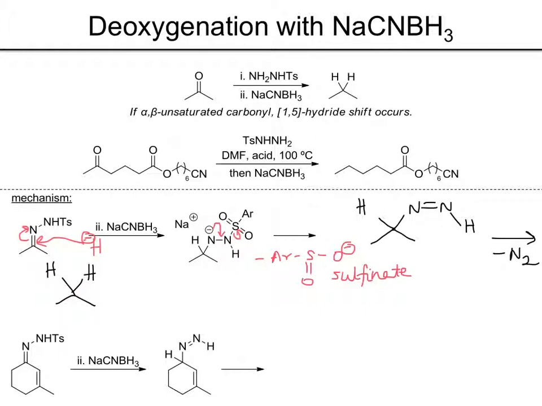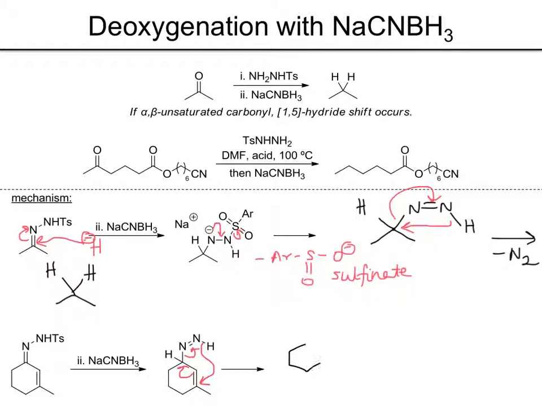The arrows can be drawn in this form where we're transferring the hydride and releasing nitrogen gas. We mentioned that if we have an alpha-beta unsaturated carbonyl, we would have a 1,5 hydride shift occurring. One possible mechanism is to go through the hydrazone and then do the hydride addition with sodium cyanoborohydride, and then we're going to have this hydride delivered in this form and then releasing nitrogen.